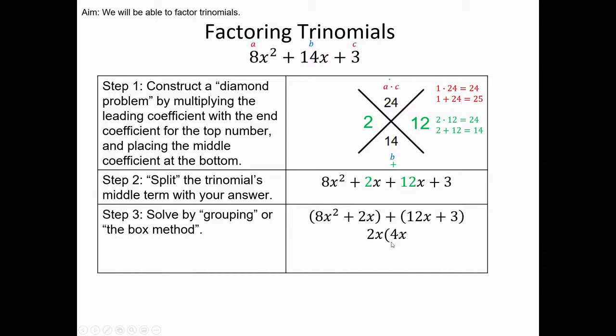So I'm going to have a 4x. And then 2x divided by 2x, well, 2 divided by 2 is 1. I'm taking away an x. We're just going to have a 1 left over.